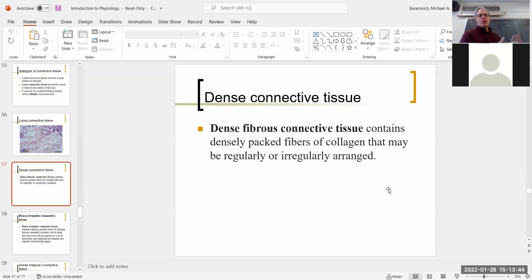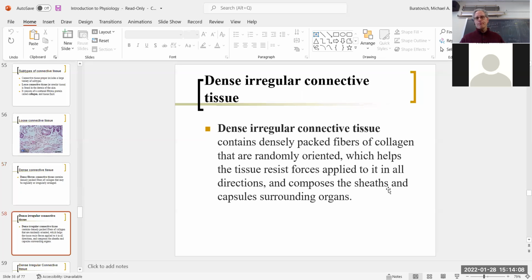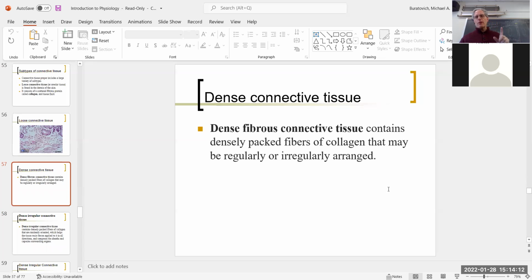Dense fibrous connective tissue has a lot more collagen, but the collagen is not lined up in any parallel fashion. It's still at various angles to each other. So it's a lot denser. This also will be able to resist shear forces in lots of different directions. So that's your dense fibrous connective tissue.